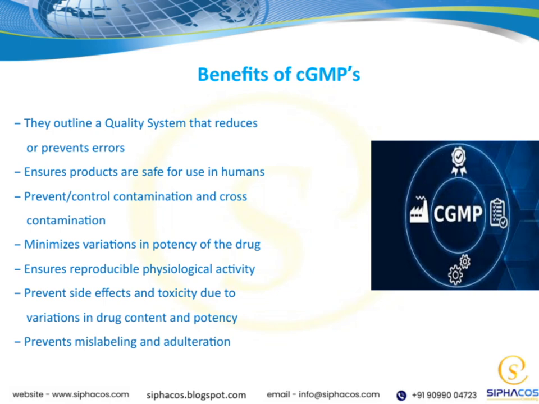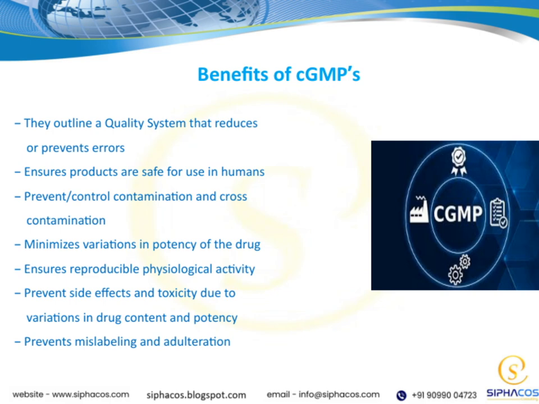cGMPs also aim to minimize variations in the potency of the drug. Consistency is vital because it ensures that each dose has the same therapeutic effect, leading to reliable treatment outcomes. This consistency also helps guarantee reproducible physiological activity, meaning the drug will behave the same way in different batches.